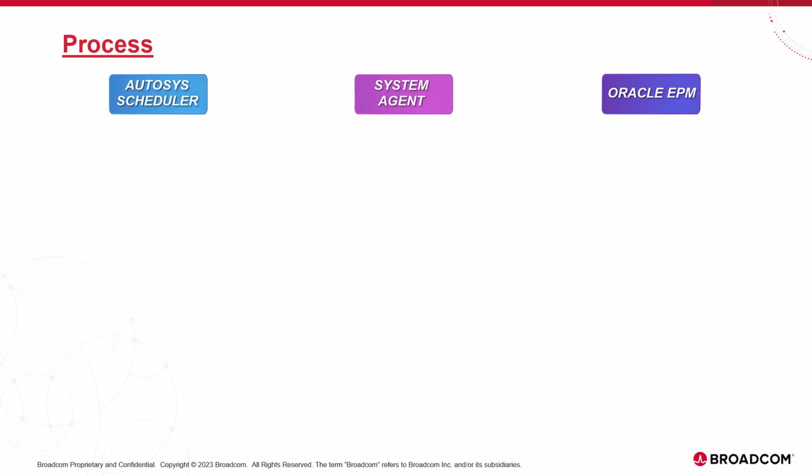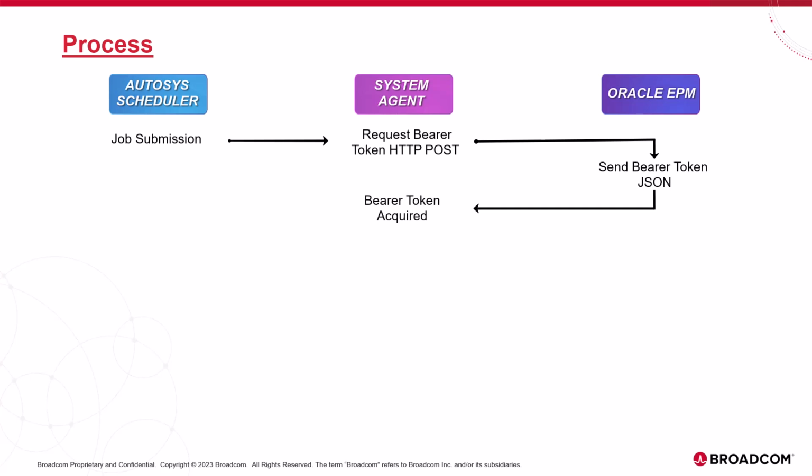We start with the three main components: AutoSys Scheduler, the System Agent, and the Oracle EPM Server. The POJO job is submitted to the System Agent by AutoSys. The agent acknowledges receipt of the job from the scheduler and initiates communication with the Oracle EPM Server. It needs to be authenticated first, so it posts either a basic authentication or bearer token authentication request depending upon the authentication J2EE properties. In the case of OAuth, the Oracle EPM Server sends the bearer token back to the agent in the JSON format.